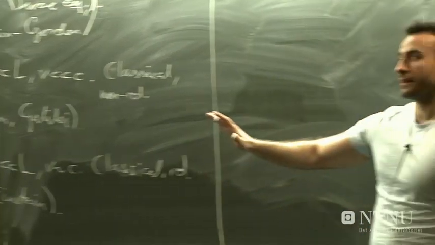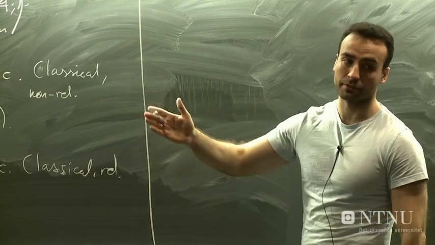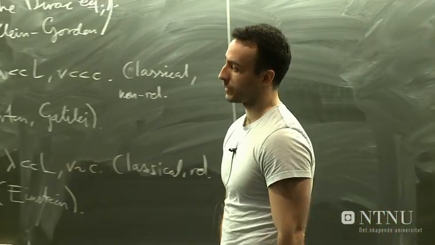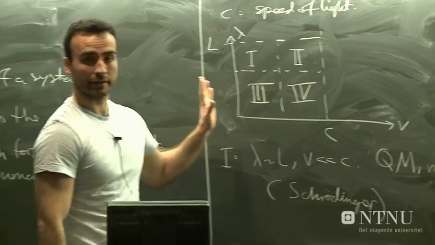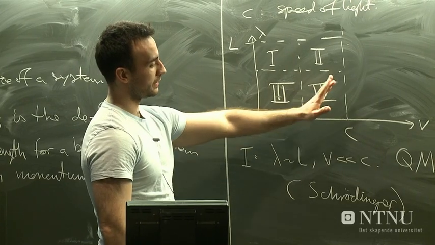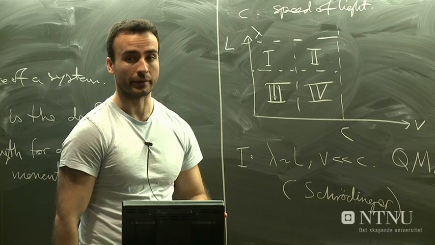So roughly speaking, you can divide the entire regime of physics into these four squares. What we'll be concerned with in this chapter is this region number 4, where we use the special theory of relativity.